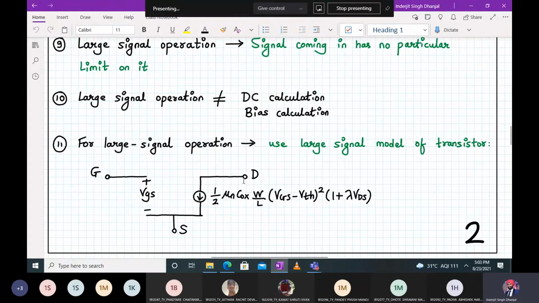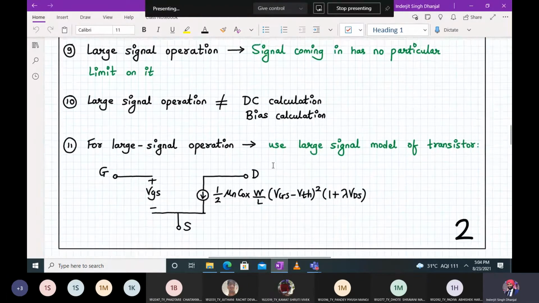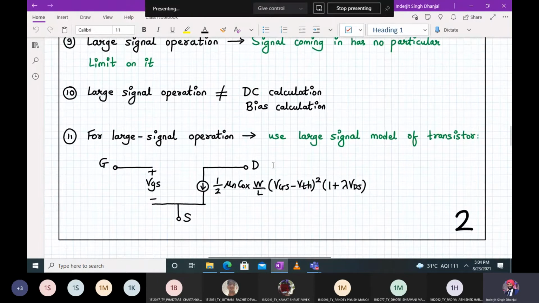Exact expression. So between the drain and source, the current which is flowing is given by this expression: half mu n Cox W over L, VGS minus VTH the whole square, times 1 plus lambda VDS. This is what we mean by large signal operation. There is no limit to what the input amplitude is. In the small signal operation, we call it gm times VGS. But in a large signal operation, we will write the current formula as it is. Everyone clear about it?